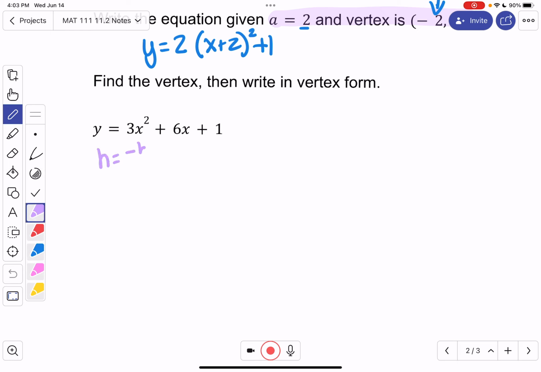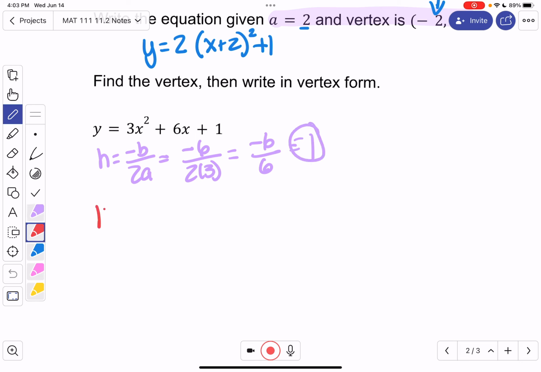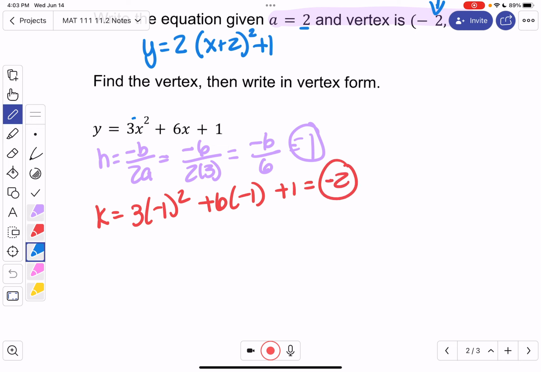h is -b over 2a, so it'd be -6 over 2 times 3. 2 times 3 is 6. -6 divided by 6 is -1. So that's our h. k, we plug that in. So 3 times -1 squared plus 6 times -1 plus 1 gives us -2. That's our k. The a is the same a.